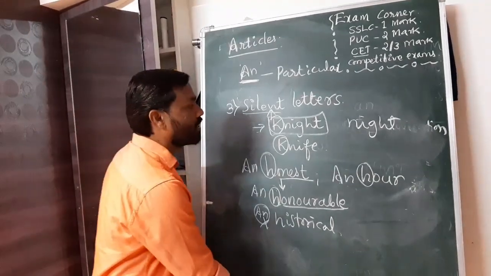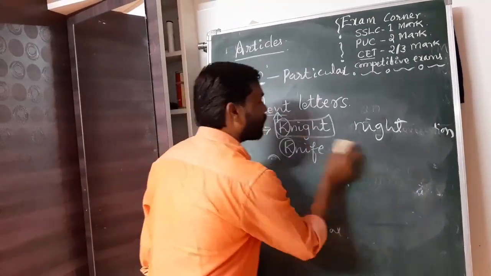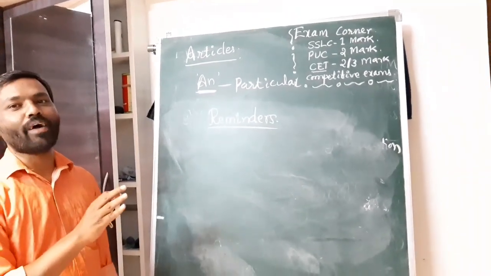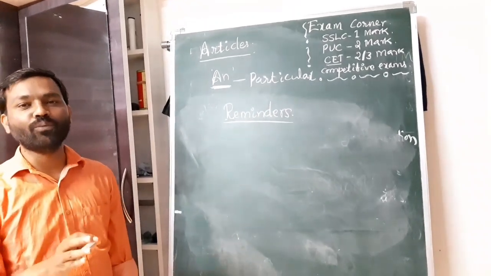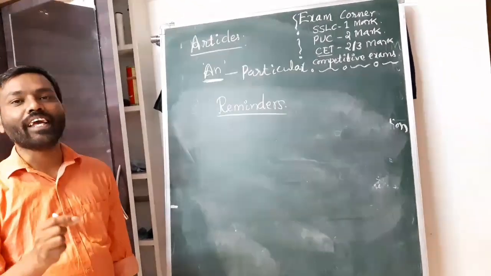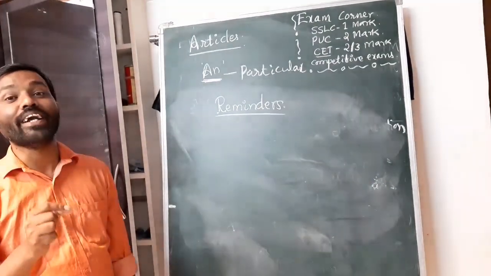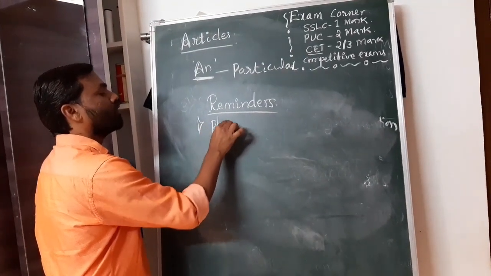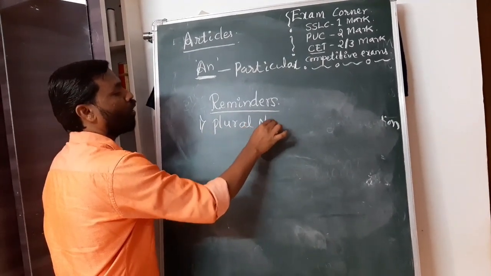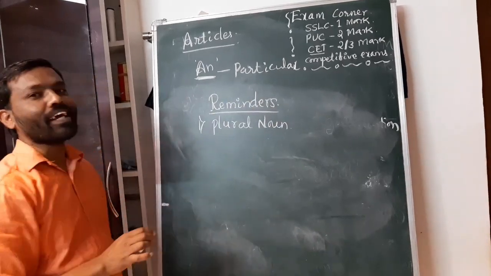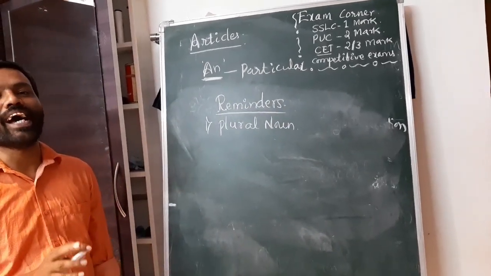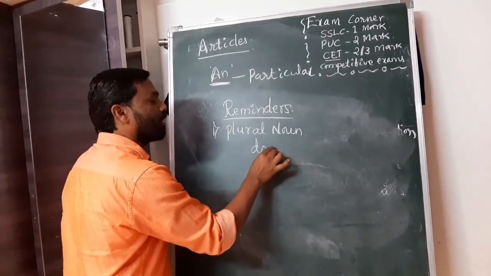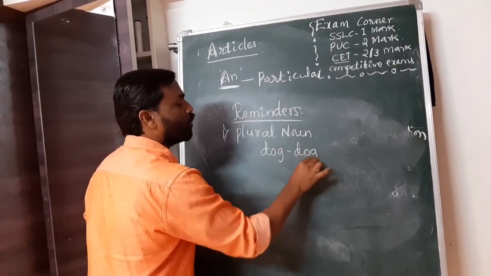And now I am giving the reminders. After having all these rules, now we are moving to the reminders. Whenever we are using the article a or an, we must keep some reminders in our mind. The first reminder is related to plural nouns. Whenever there is a plural noun, we are not using any article, and this case is called zero article. Plural noun means, for example, dog, its plural noun is dogs.